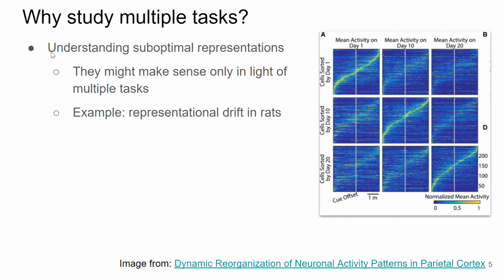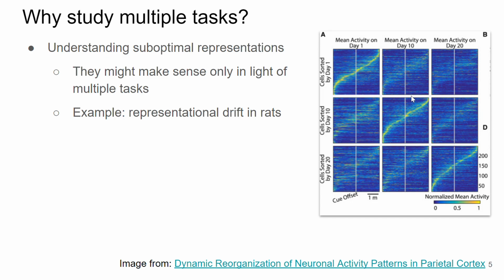Another reason why they think learning multiple tasks is helpful is because it might help understand suboptimal representations. For example, this is the activity in the rat's brain. When you're recording cells as it solves a task, this is how the recording looks. The y-axis is cell number and the x-axis is time as it solves the task. All of these graphs are for various days and various sortings. So this is day 1, day 10 and day 20.